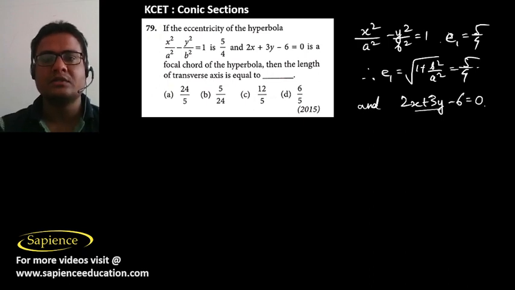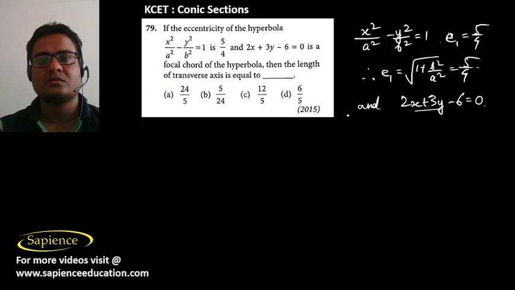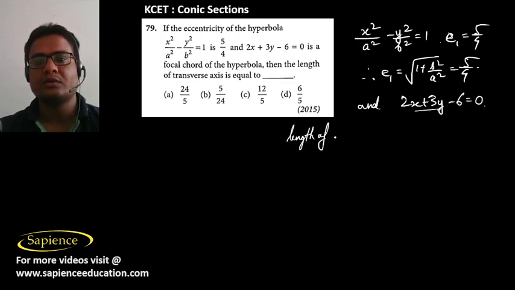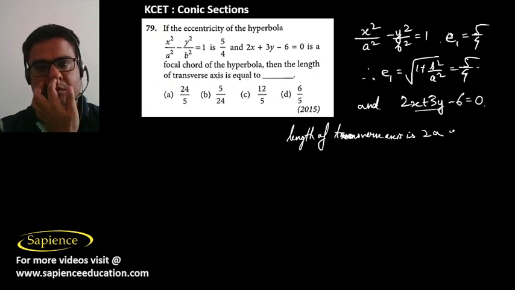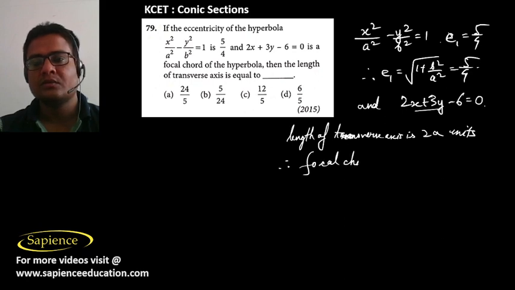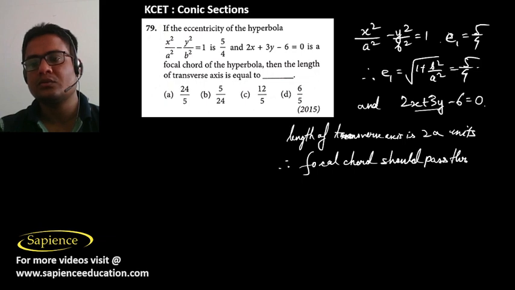Then the length of the transverse axis is equal to, so, okay. Length of the transverse axis is given as 2a units. Now the focal chord should pass through the focus, which is plus minus ae comma 0.